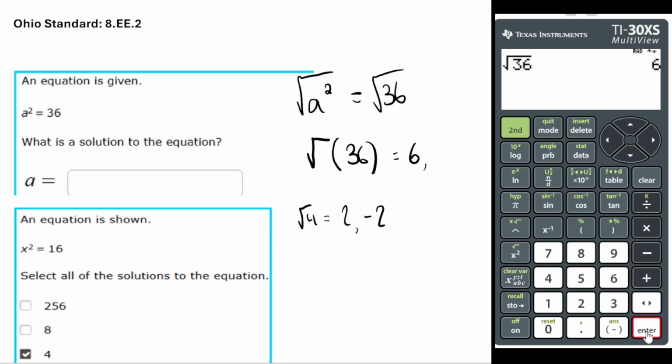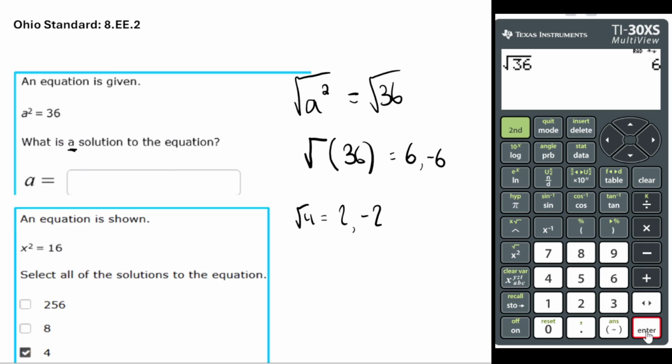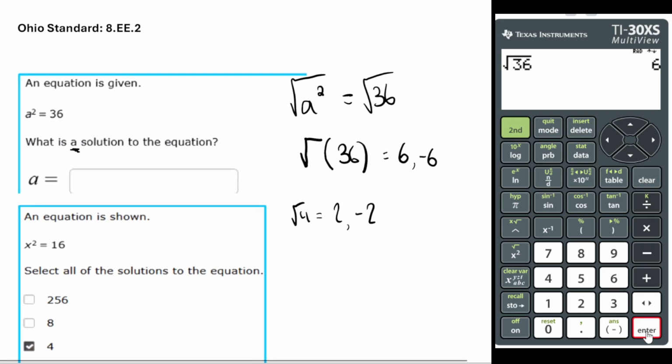Now, the calculator will only tell you the positive root. So it will tell you it's 6. But it's also negative 6. But this question in particular only asks you what is a solution, right? So it's only asking you for one solution. So you can either put 6 or negative 6, whichever one you want to put. I put 6 because 6 is just easier, right? I don't want to deal with negative numbers unless I have to.